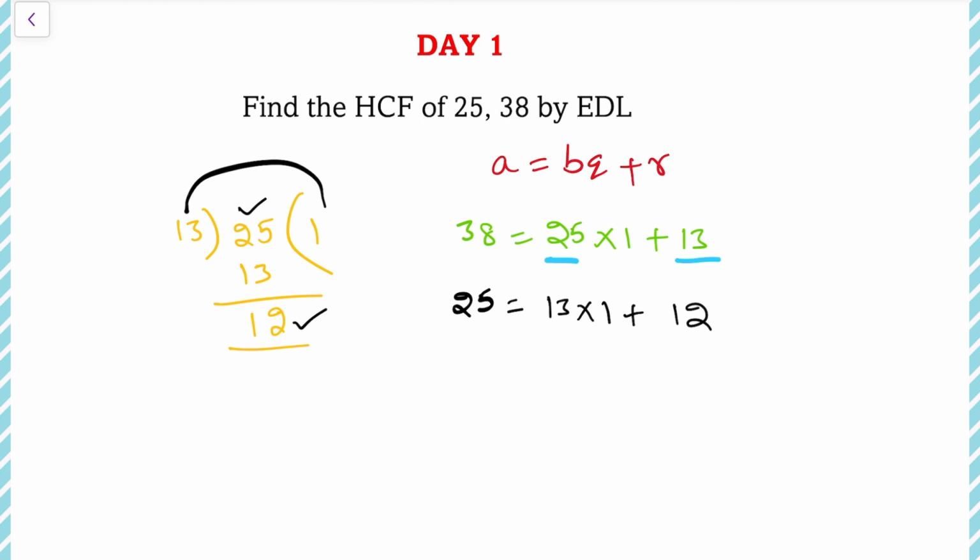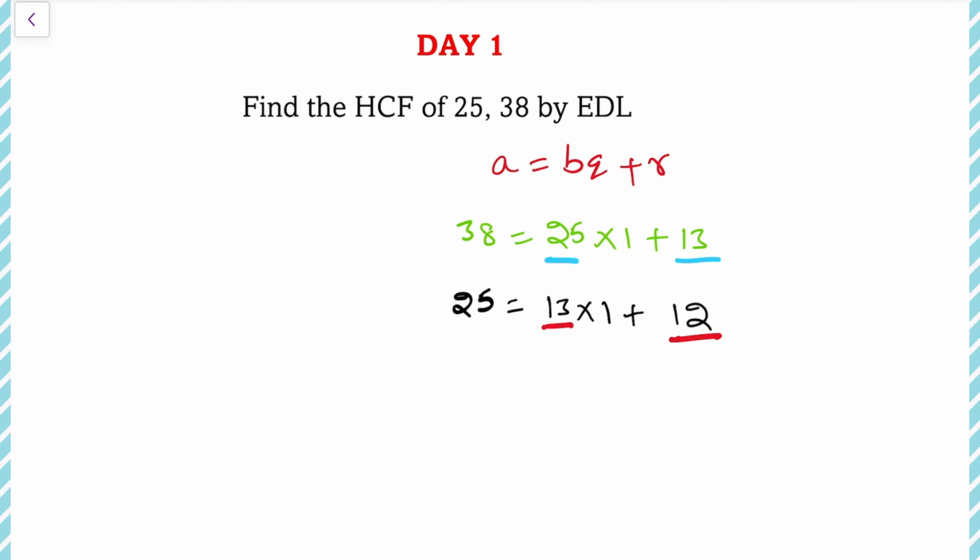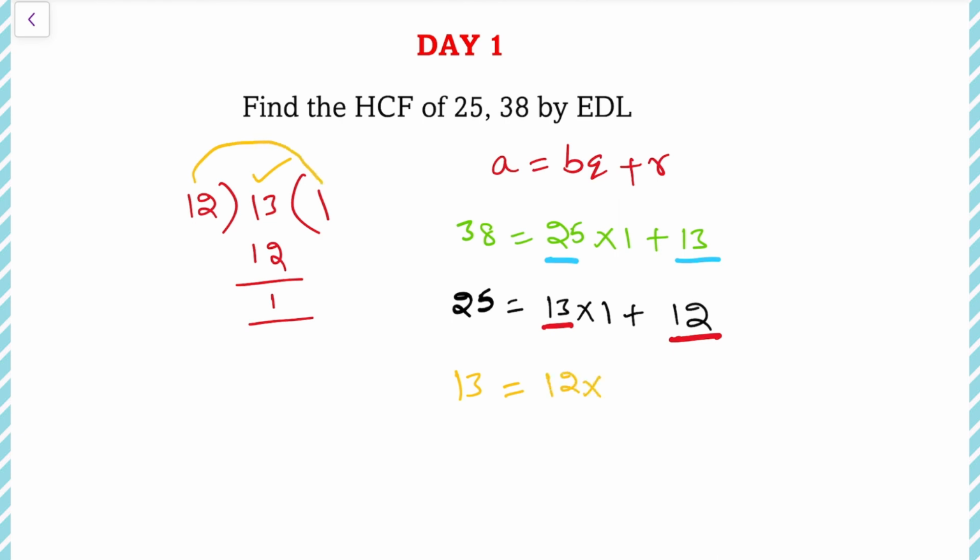Now again from this divisor 13 and remainder 12 we need to pick, and we need to do the division again. 12 and 13. 12 ones are 12. Subtracting, 13 minus 12, 1. Again this we need to write in the form of dividend equals divisor into quotient plus remainder. Here dividend is 13 equals divisor into quotient, 12 into 1, plus remainder 1.